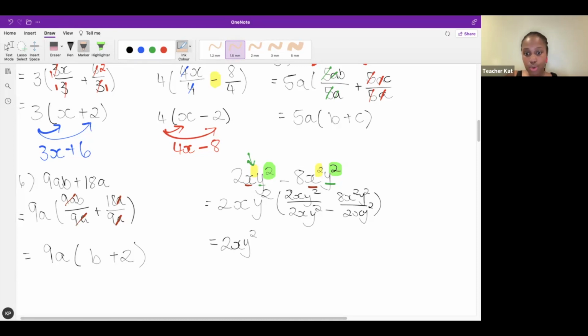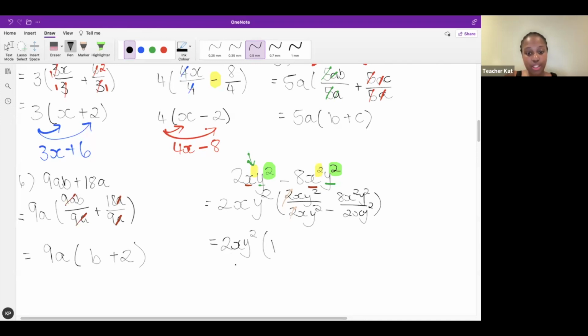No. Let's look. What's 2 divided by 2? It's 1. What is x divided by x? It's another 1. What is y squared divided by y squared? It's another 1. So what is my actual answer here? Is it a 0? It is just a 1. Do you guys see that?